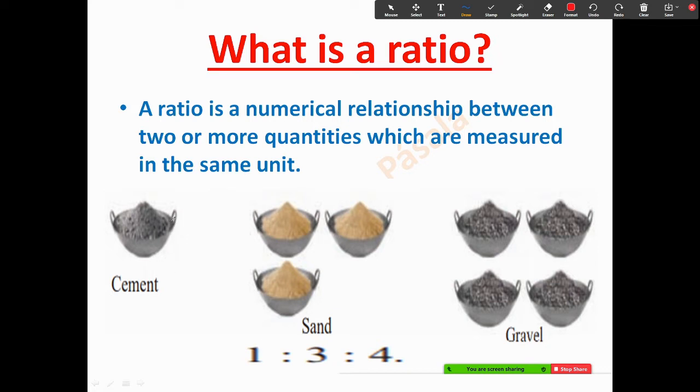Here cement 1 pan, sand 3 pans, gravel 4 pans. So what is the ratio? We can write the ratio as 1 to 3 to 4. This numerical relationship is a ratio. In the ratio we don't write the units. We have to keep the ratio in the simplest form. And before writing the ratio, we have to check whether units are same or not.